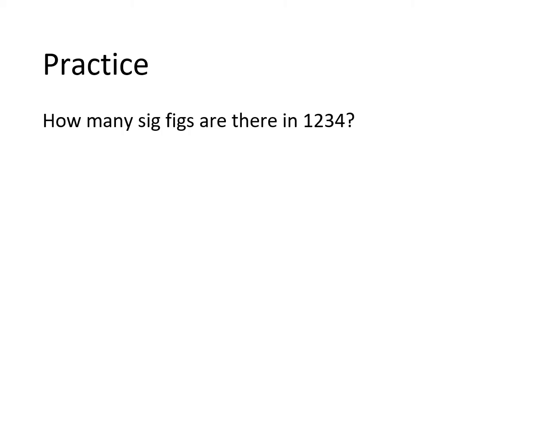So now taking a look at our practice problems, in this first number we're looking at 1,234 and trying to figure out how many significant figures are in that number. The correct answer would be 4 significant figures from Rule 1 on the last slide. All 4 of those numbers are non-zero integers, which means they are always significant.